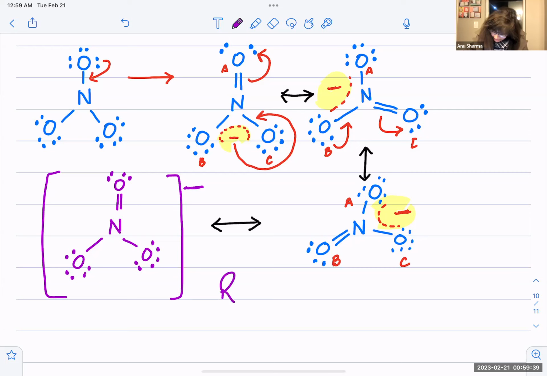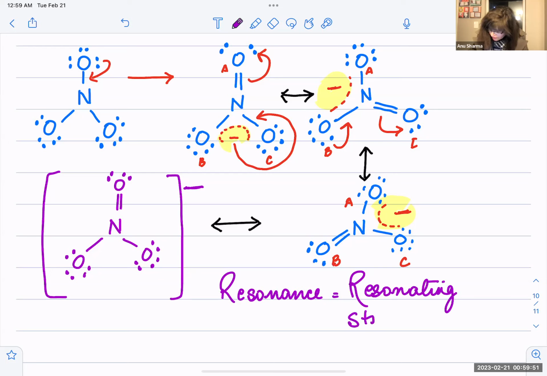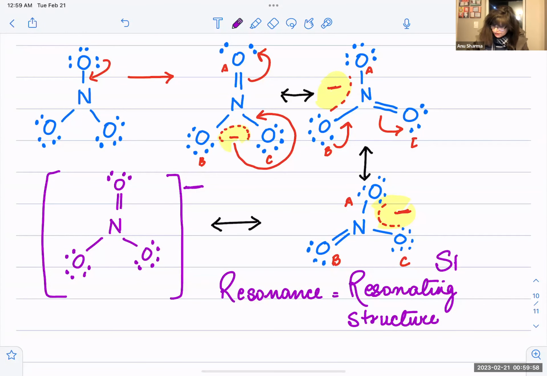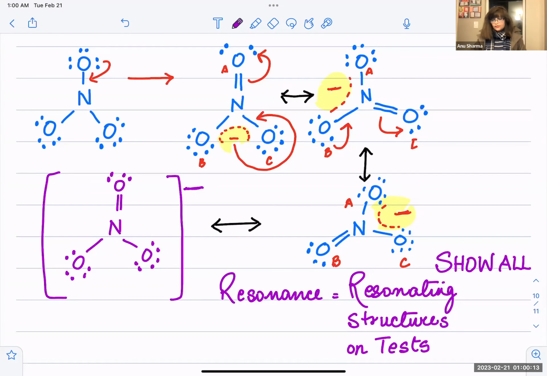And this is resonance, and these are the resonating structures. Resonating structures, all of them. So on the exam, you have to show all resonating structures on tests. Okay, this is the working for the Lewis structures.